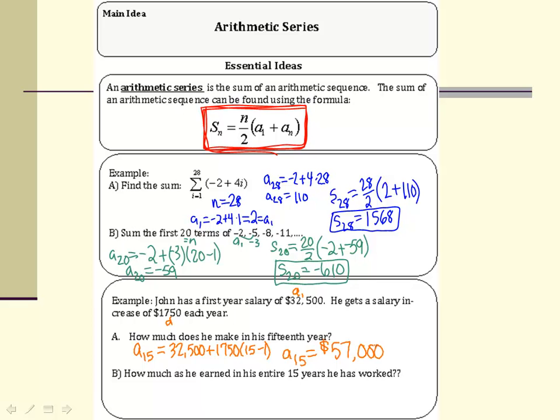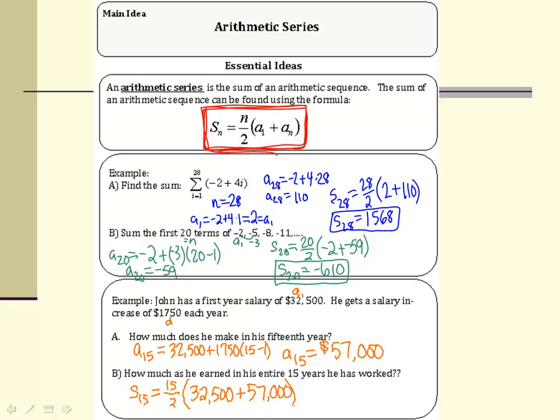B, how much, I should say, has he earned in his entire 15 years of working. So how much has he earned means we would add the amount he made for every single year. So that is definitely an arithmetic series, so we're going to use our formula for arithmetic series. So we want S sub 15, how much has he made in the first 15 years altogether, equals n, well, n is 15, there's been 15 years, divided by 2, times the quantity, a sub 1, how much he made the first year, which we identified as 32,500, plus a sub 15, how much he made in his last year, that's 57,000.